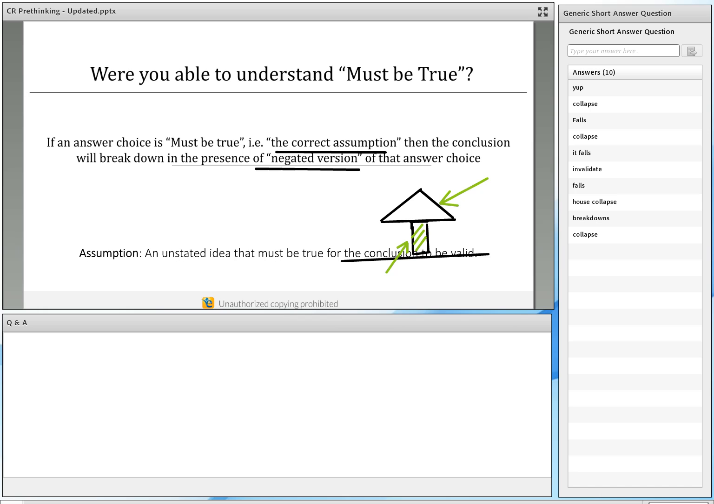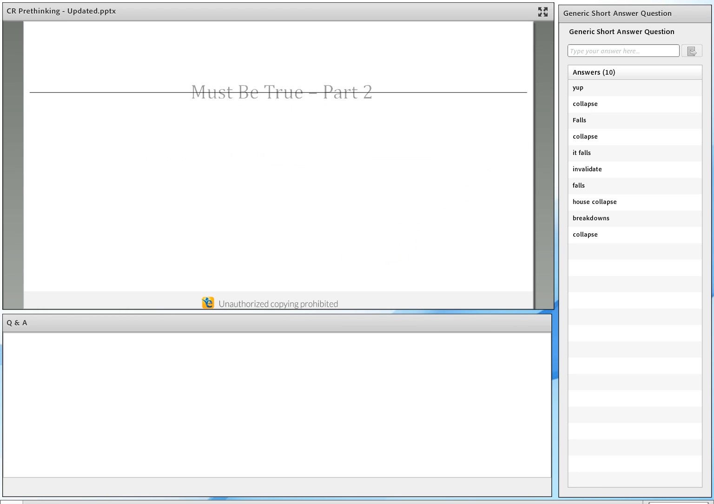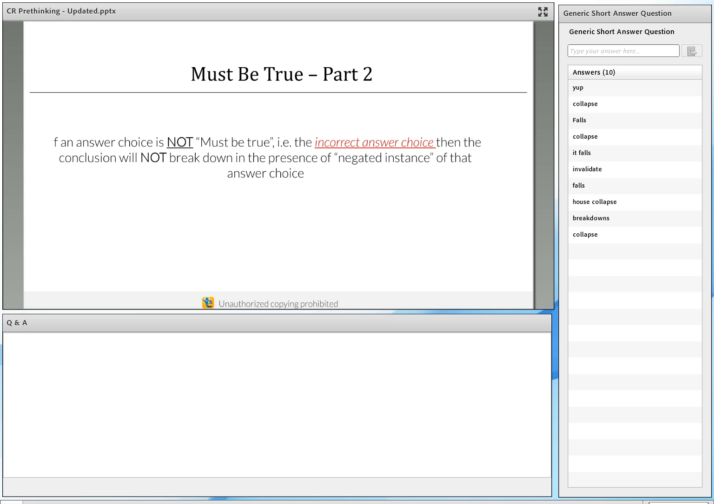Okay. And you may write this down, by the way, even though I'm going to share the PDF with you. If an answer choice is not the correct answer choice, or if it's the incorrect answer choice, then the conclusion will not break down in the presence of the negated instance of that answer choice. Okay, again, let's take the house example. If you have this essential pillar, and forgive my drawing, and if you have this non-essential pillar, when you remove this, the roof should not break down. Why? Because it's a non-essential pillar.